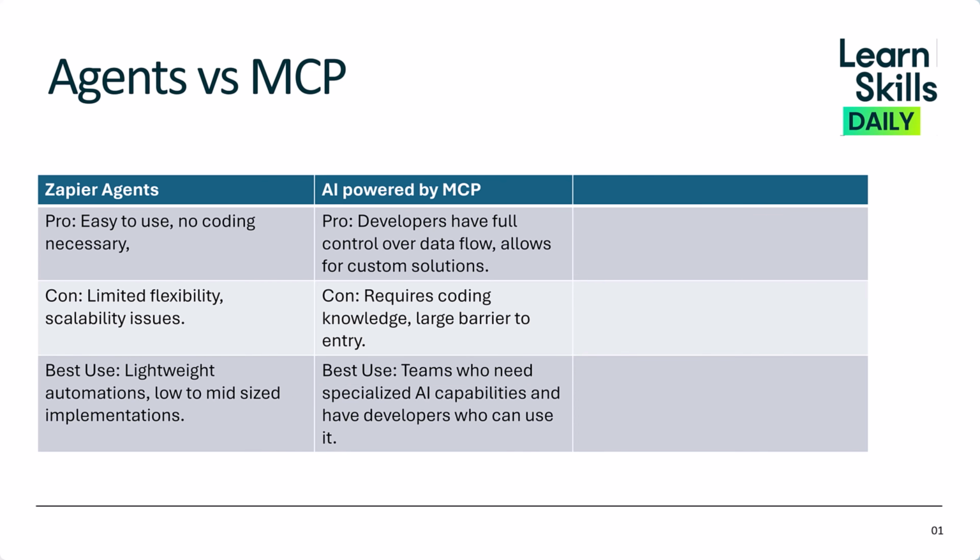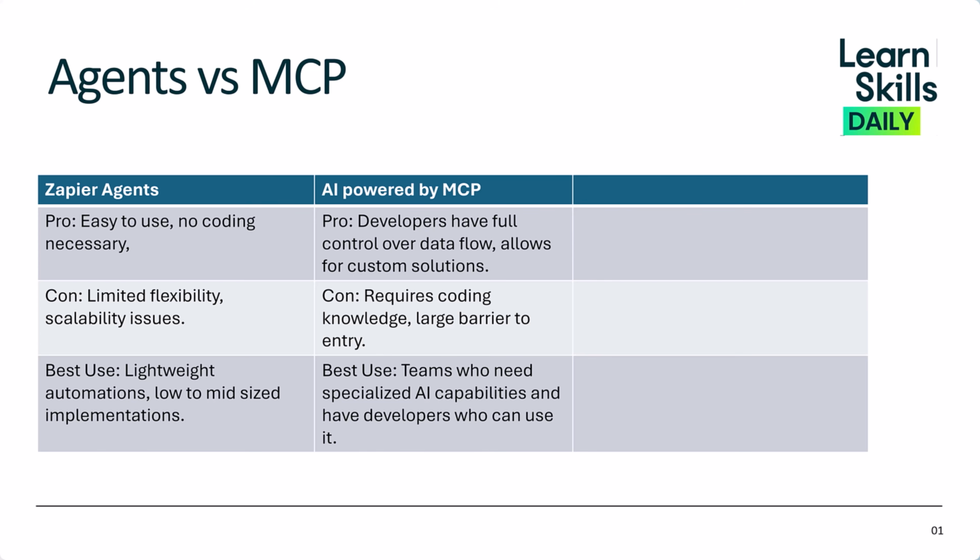We also have AI powered by MCP. Now, MCP is extremely powerful when you're pairing with AI. The pro of that, of course, is that developers have full control over the data flow and allows for some really creative custom solutions. It's extremely powerful because MCP on its own requires a developer to know programming languages and to know API calls and to create very specific custom solutions for complex problems. But the con of that is it requires that coding knowledge. So there's a very large barrier of entry to using MCP.